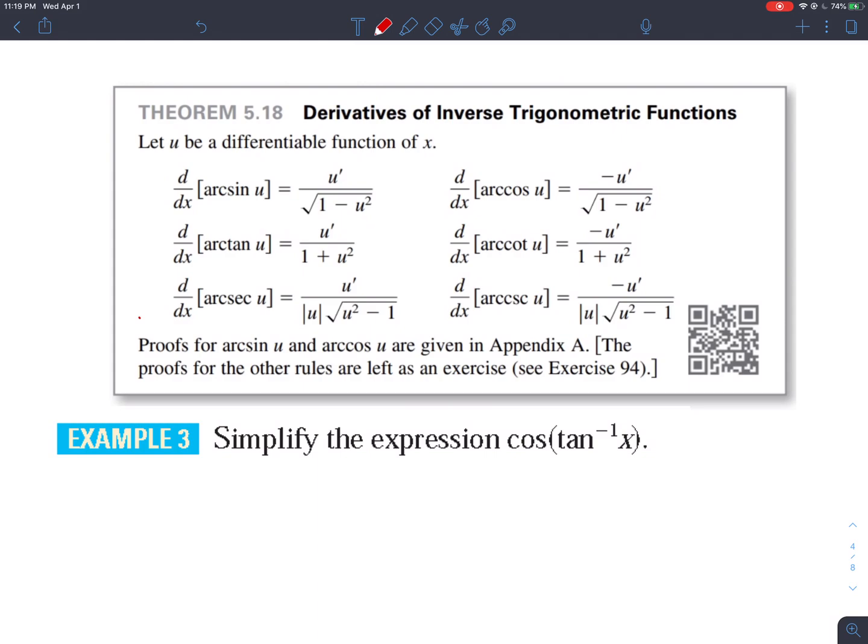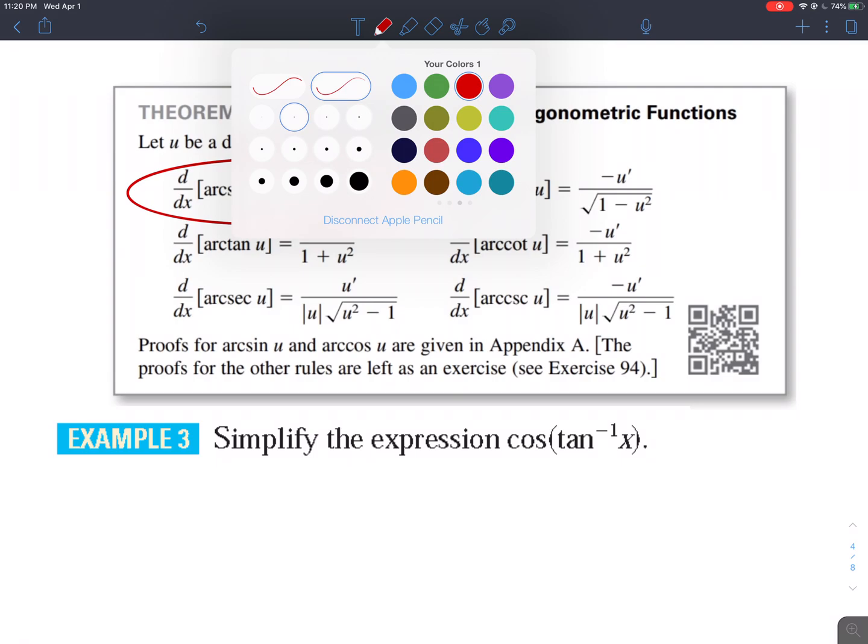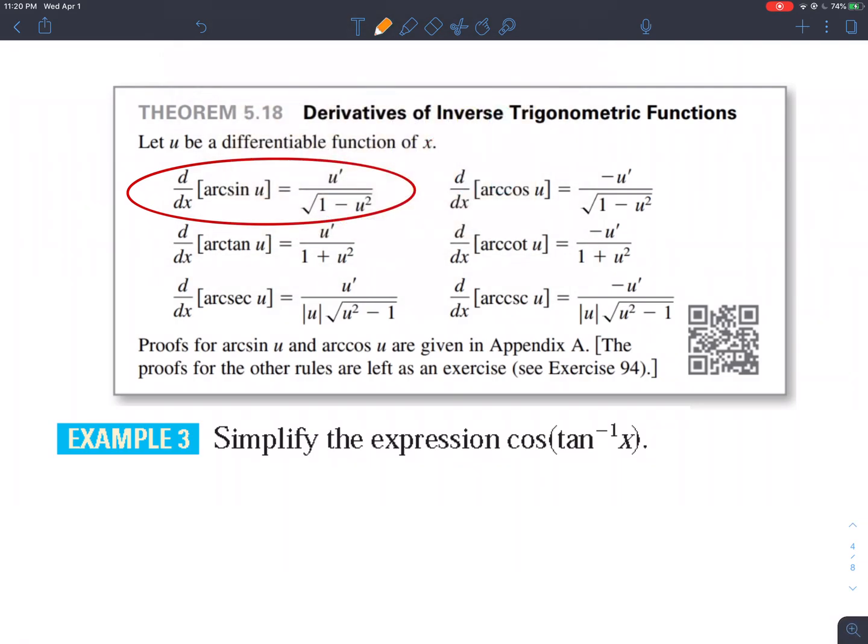Rather than cross them out, I'm just going to say it this way. The two that you absolutely need to know are inverse sine, which we just talked about, and of course, inverse tan. Let me do this one in a square. Inverse sine and inverse tan. These are the two you absolutely should memorize. Inverse sine we just talked about. Inverse tan I'm going to show you here in just a moment.